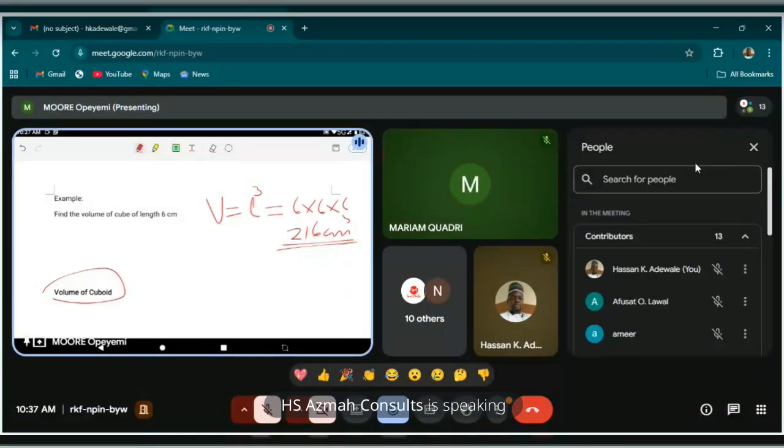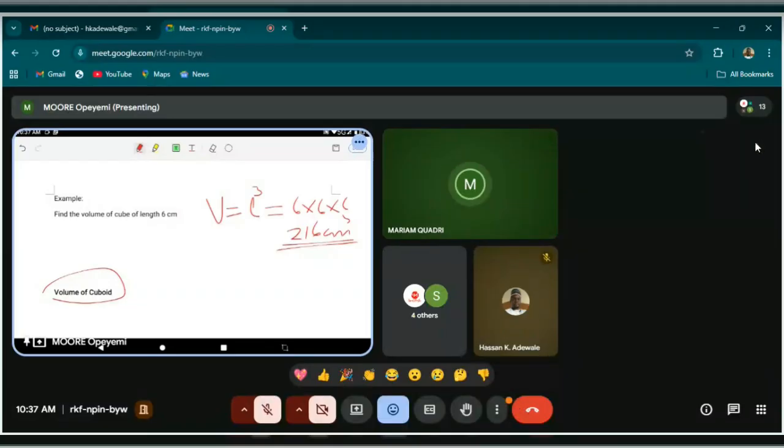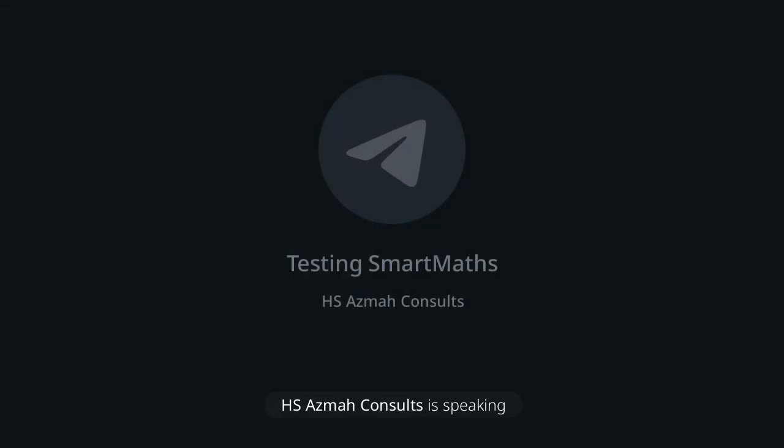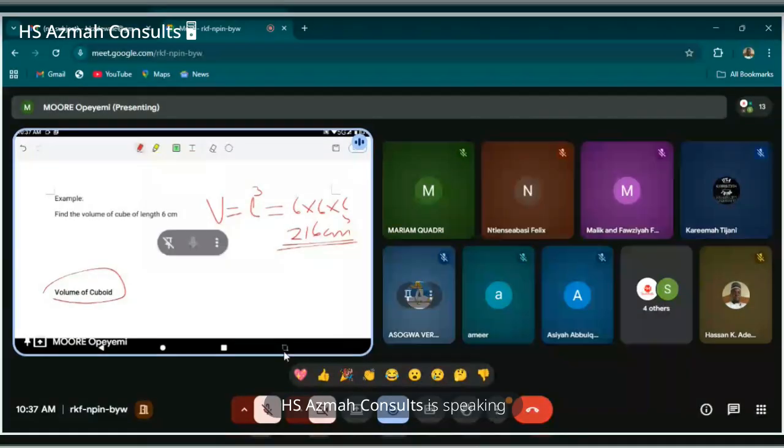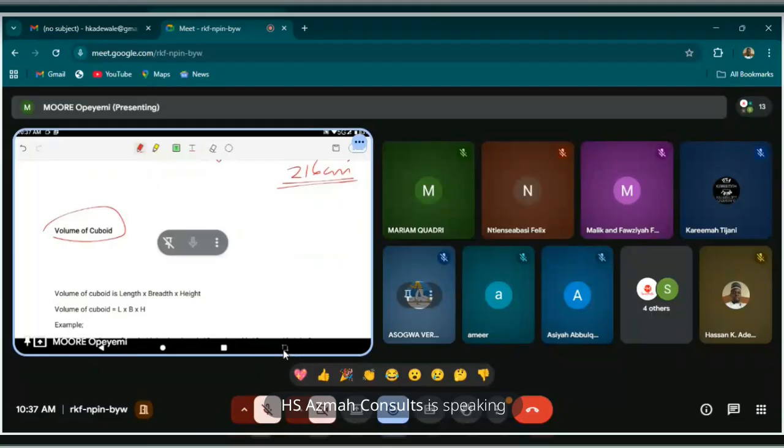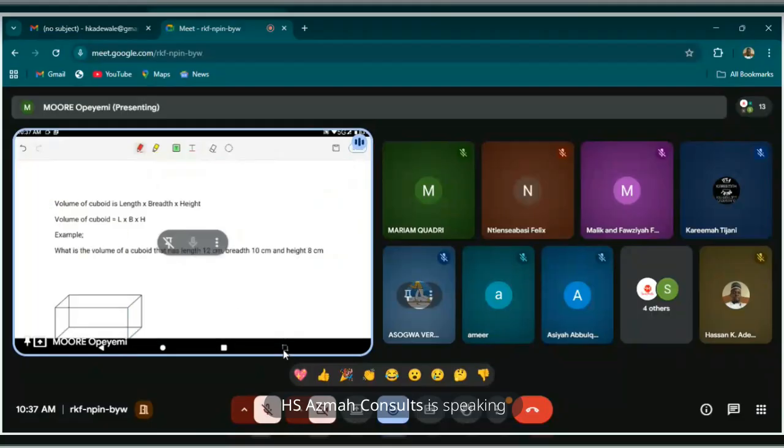Yeah? It looks like a matchbox. Thank you very much. That is a good example of the cuboid, a matchbox. Now look at, okay, it's here.